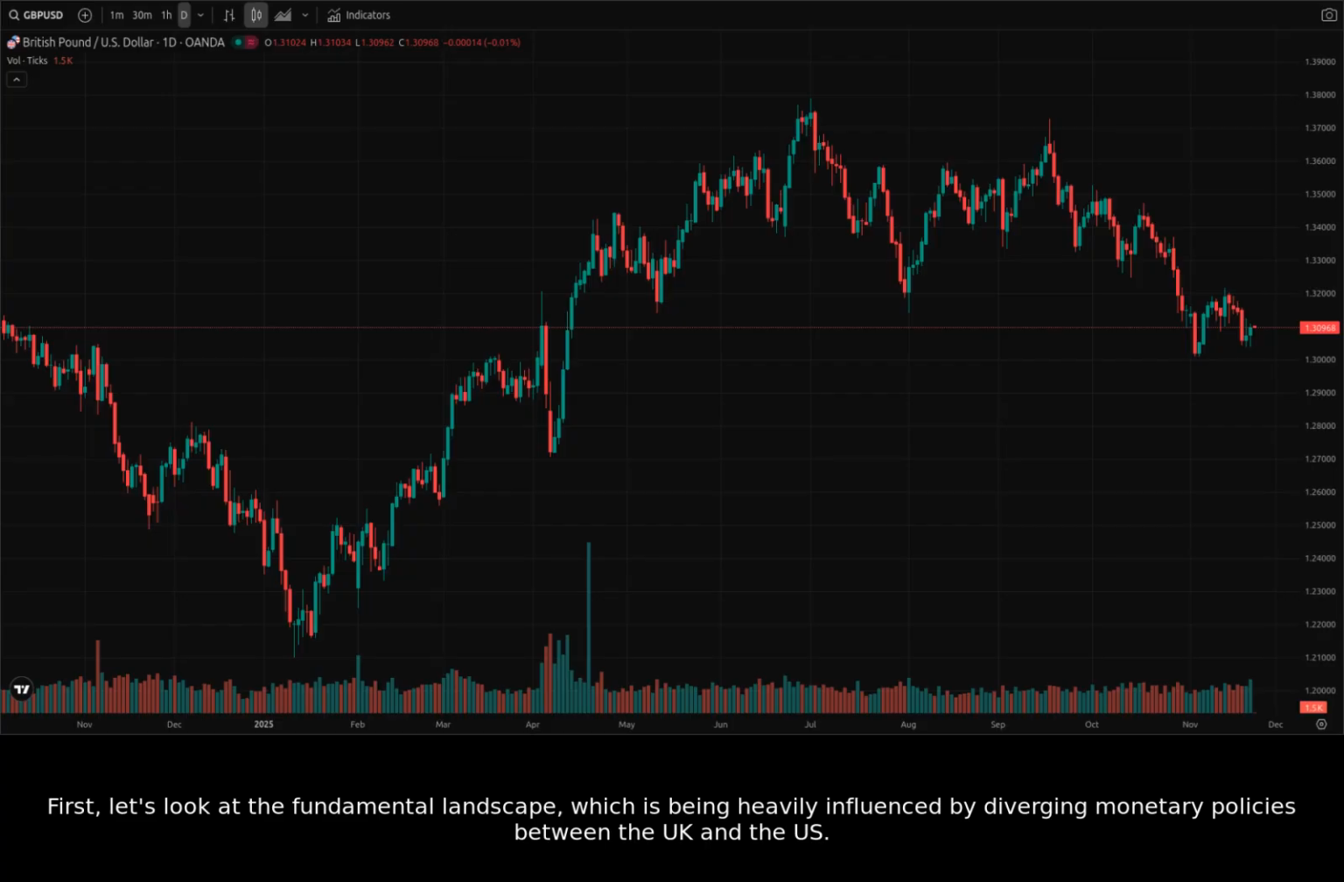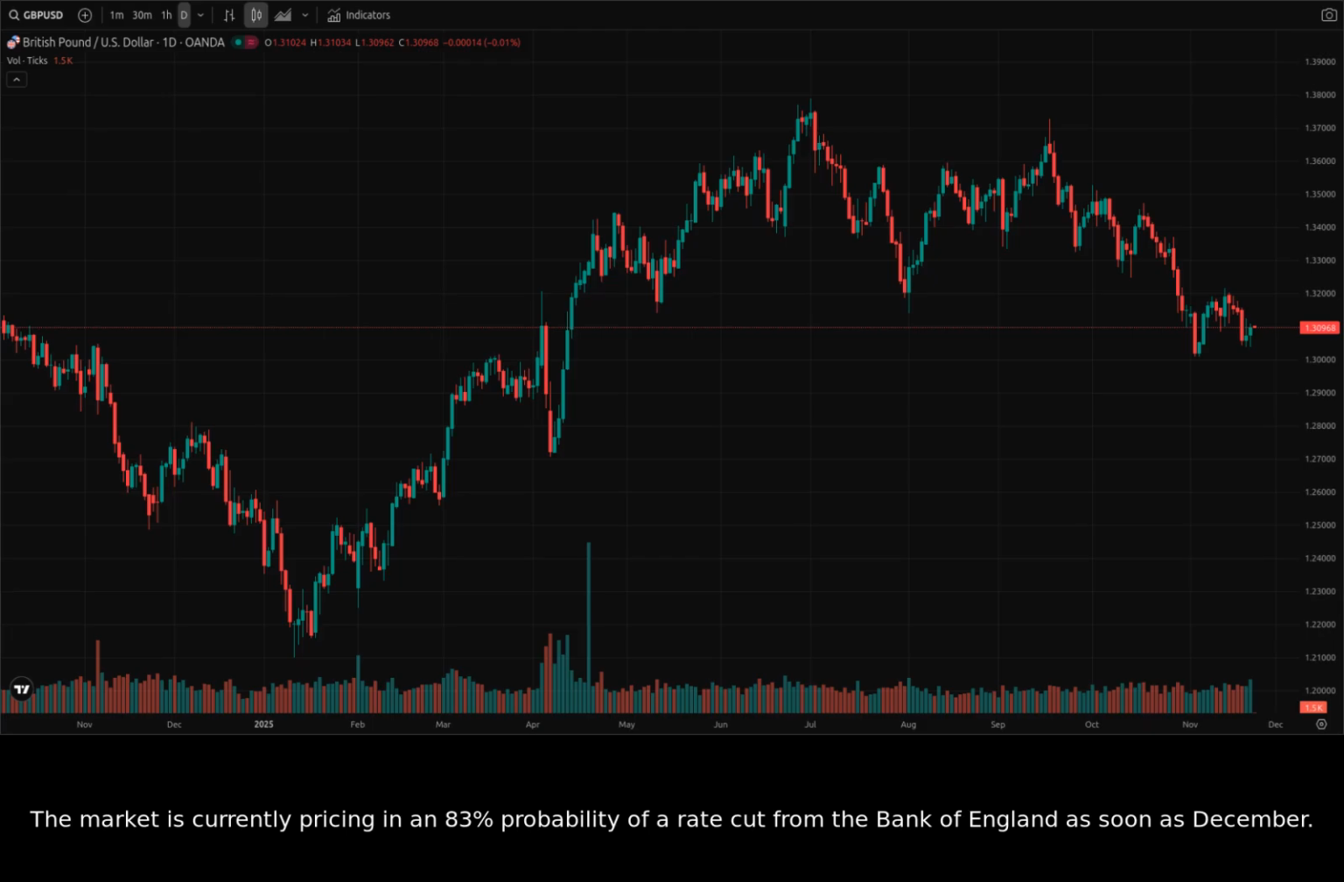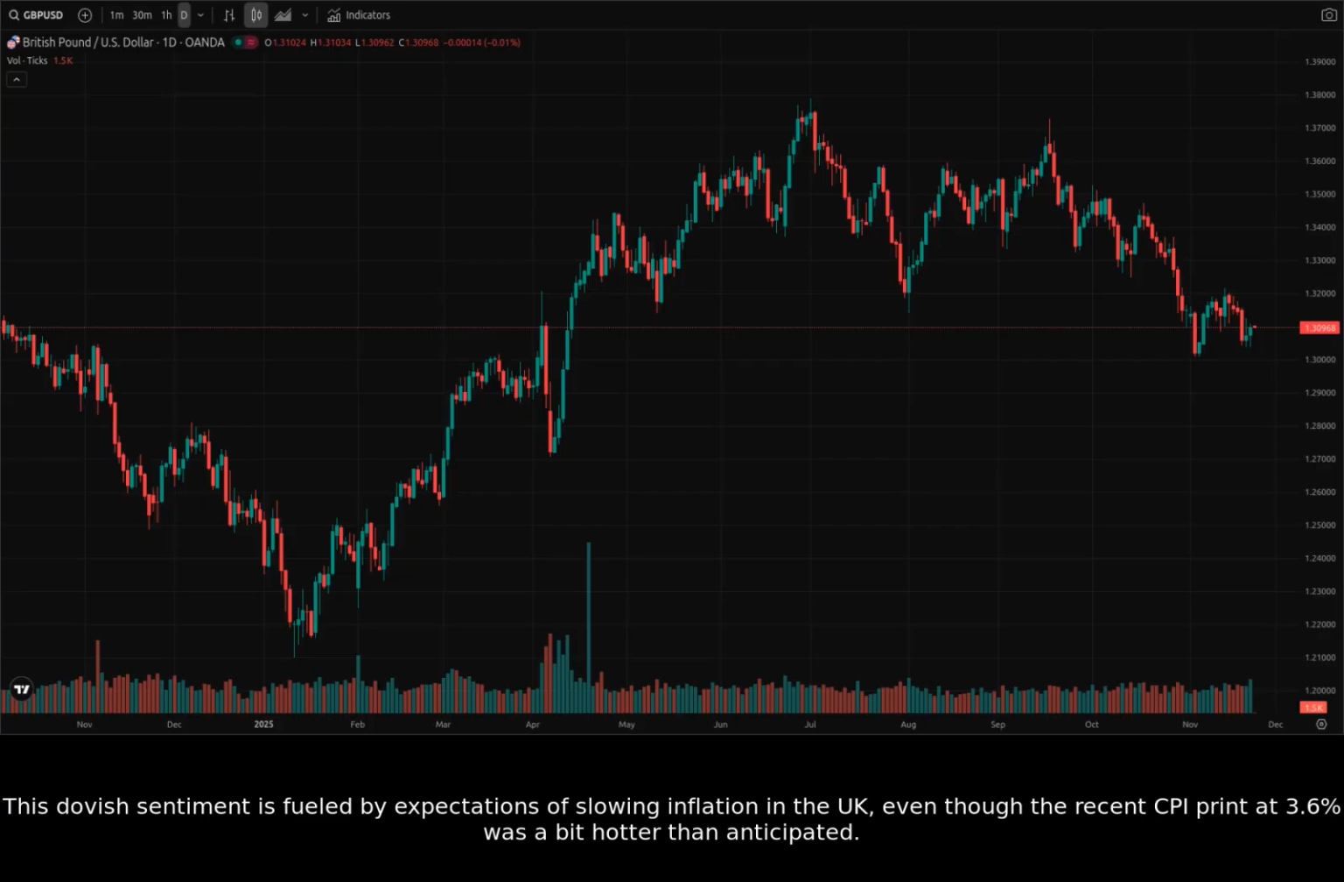First, let's look at the fundamental landscape, which is being heavily influenced by diverging monetary policies between the UK and the US. The market is currently pricing in an 83% probability of a rate cut from the Bank of England as soon as December. This dovish sentiment is fueled by expectations of slowing inflation in the UK, even though the recent CPI print at 3.6% was a bit hotter than anticipated.